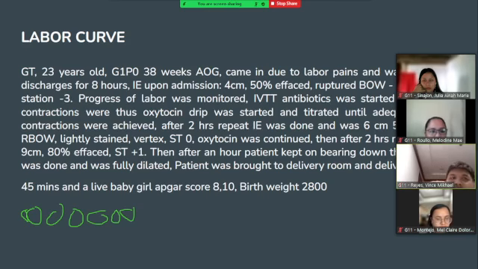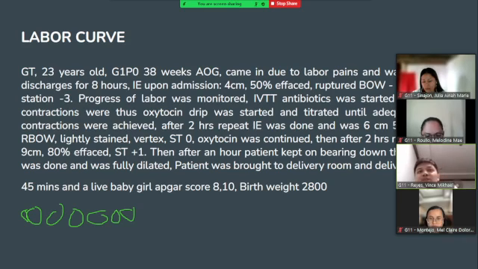For the labor curve: patient GT, 23 years old, G1P0, 38 weeks age of gestation, came in due to labor pains and watery vaginal discharge for 8 hours. Upon admission, IE was 4 cm, 50% effaced, with ruptured bag of water, clear, vertex presentation, station -3. The progress of labor was monitored. IV antibiotics were started, and uterine contractions were weak, thus oxytocin drip was started and titrated until adequate uterine contractions were achieved.